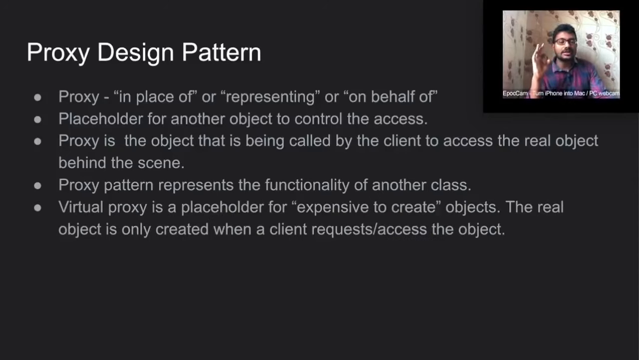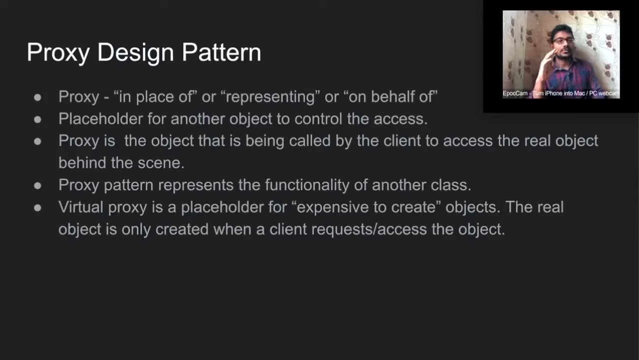There are three types of proxies that are widely used in industry. The first one is the virtual proxy, a placeholder for an object that is expensive to create. The real object is only created when a client requests to access the object.